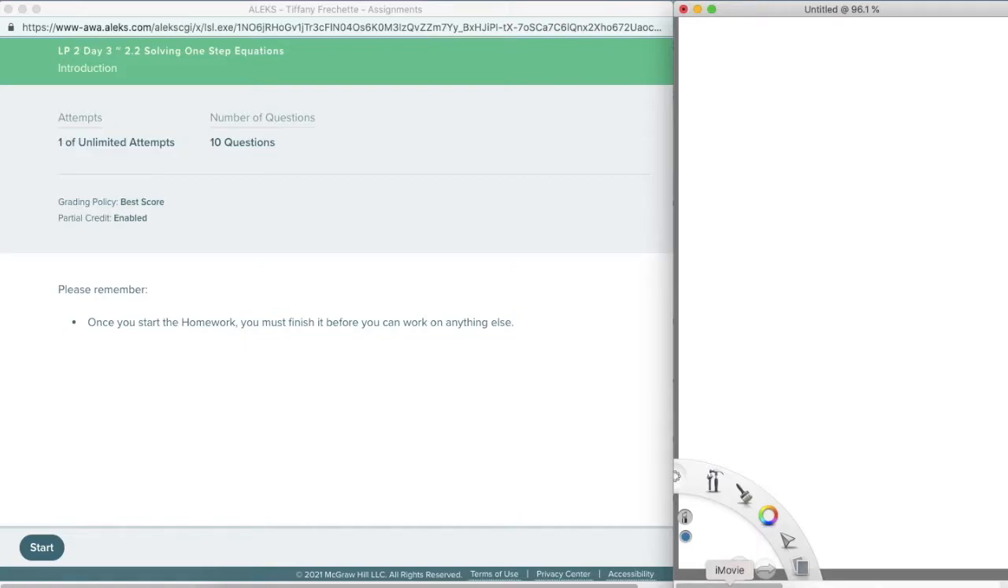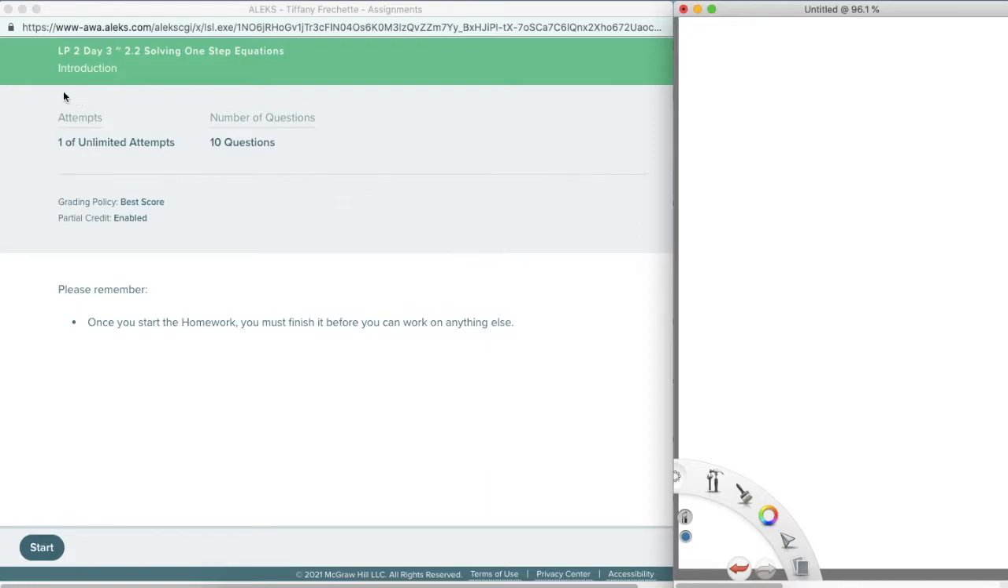All right, we are in Chapter 2, Section 2, called Solving One-Step Equations. This is for Integrated Math 1 or IM 1. So just kind of my quick little tutorial here that I've been doing in all the videos. This is the assignment screen that you will see as a student, with the exception of a couple of things.